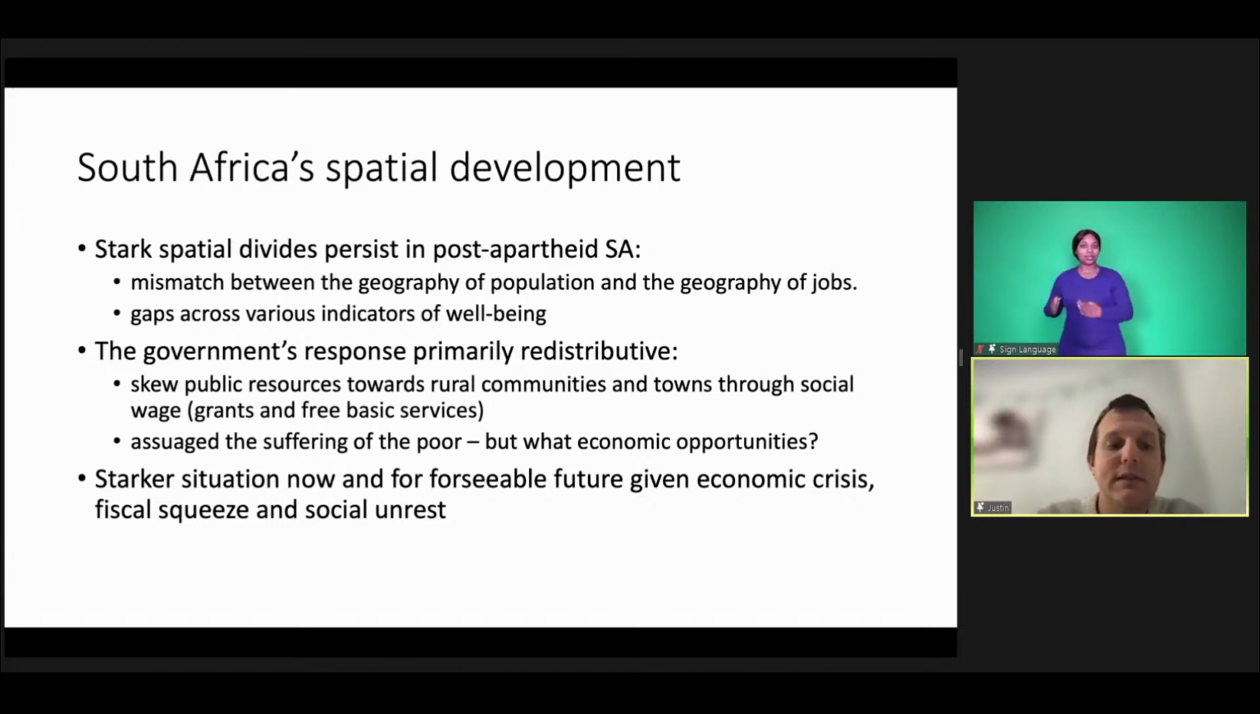And this has been really important in helping alleviate the suffering of the poor, but it still raises the question of what the economic opportunities are, and this is still a critical area for well-being. Now that COVID-19 has happened, research continues to show that certain places are far more susceptible to this crisis, and with the fiscal squeeze and social unrest, these spatial divides are critical for us to understand and critical for us to think about how to address in the development of South Africa.